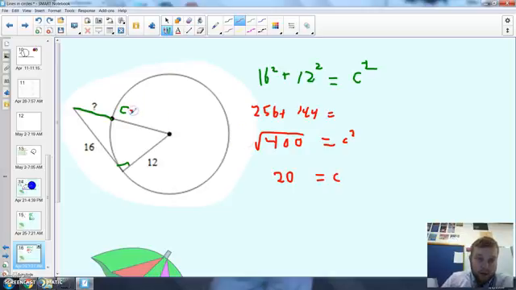Alright, so C is 20. That's not the answer though. I know this is 20. Alright. Now I'm trying to find this little guy right here. Well, remember, I know the whole length across is 20. And how far is this? Well, that's the radius, right? And I know the radius is 12. So I can either go 20 minus 12, and that'll give me that answer there. Or I can say, what plus 12 gives me 20? And you should say 8, right? 8 is the answer.